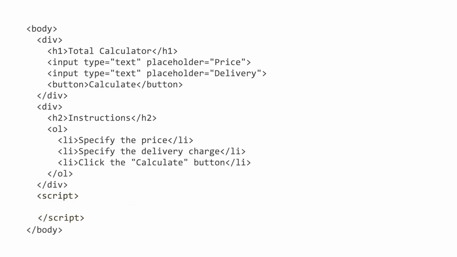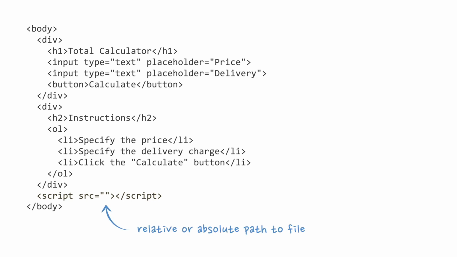As an alternative, we can store the code in a separate file and simply load it into the HTML page by adding an src or source attribute and adding the path to the file. This can be either a relative or absolute path. We're going to store our JavaScript file in the same directory as the HTML, so we'll load it like this.